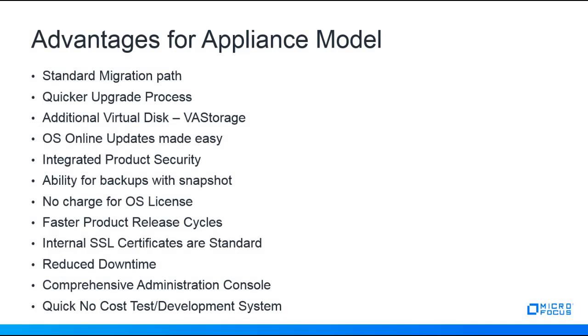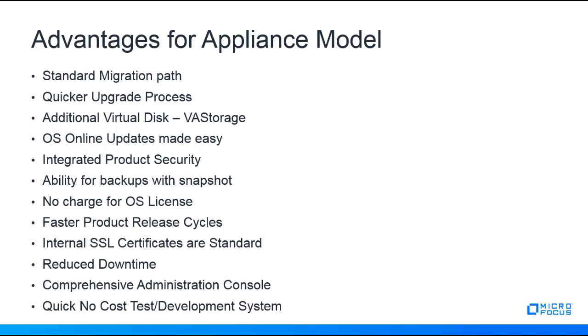Advantages of the Common Appliance Framework model include standardizing the migration path. This allows for quicker upgrade processes as the product evolves to newer versions of the appliance and the base operating system. And the additional virtual disk helps with these quicker upgrades, minimizing downtime. Operating system online updates can be performed or scheduled through the ZCM Online Updates channel, processed in the administration console. This also increases product security by not applying unnecessary patches or updates and only applying services needed for ZCM to function. There is the ability for backups and snapshots before upgrades, minimizing prep time before the upgrade itself.